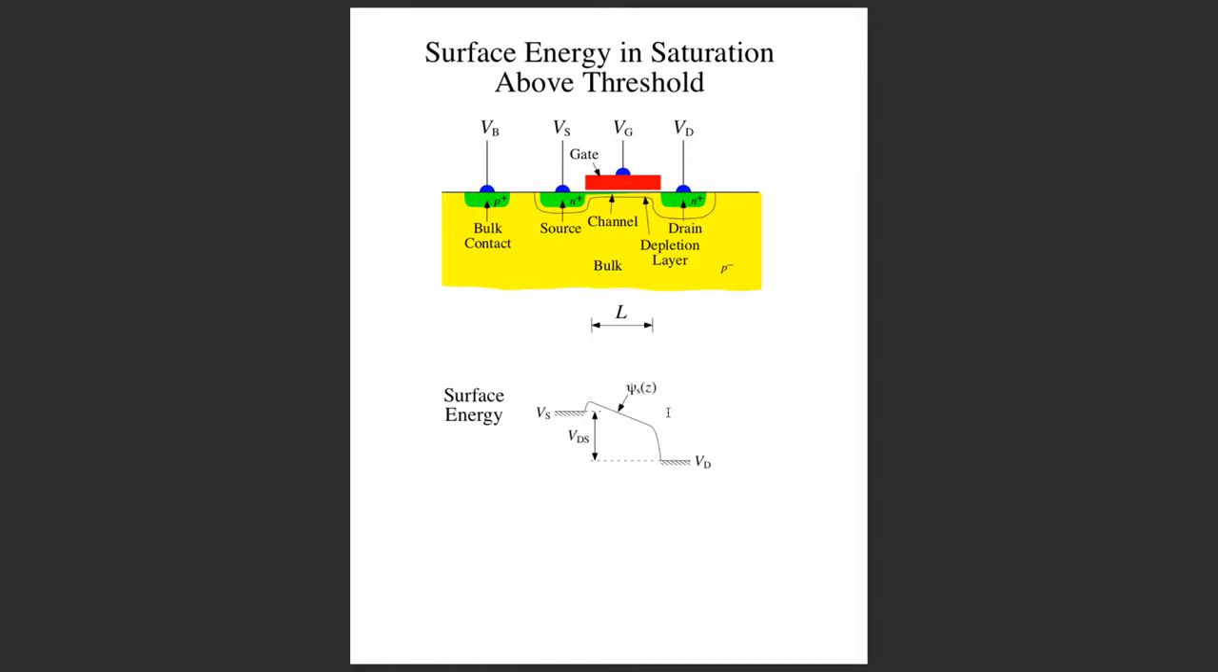If we push down even more by increasing the gate voltage, we'll get to a point where there's practically no energy barrier at the drain end of the channel. And so what the device might look like in the ohmic region above threshold might be something like this. Okay? That's above threshold operation. In the next segment, we'll cover what we're going to do about moderate inversion.